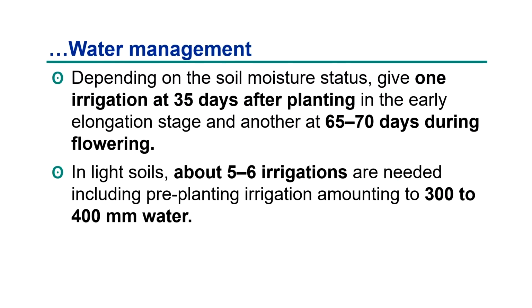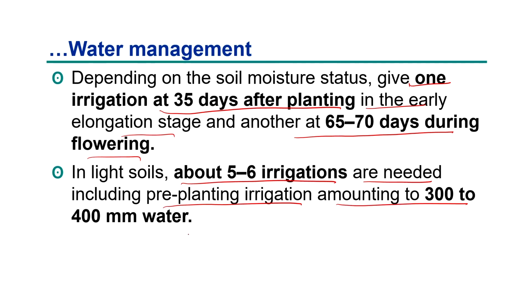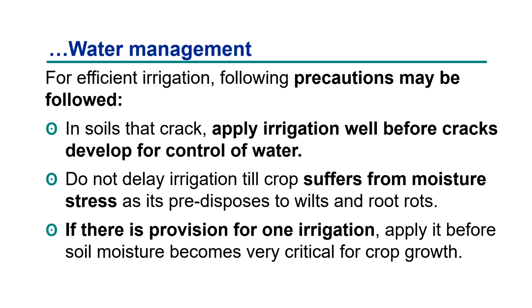Depending on the soil moisture status, give one irrigation at 35 days after planting in the early elongation stage, and another irrigation, means second irrigation, should be given at 65 to 70 days during the flowering period. In light soils, about 5 to 6 irrigations are needed, including pre-planting irrigation amounting to 300 to 400 millimeter water. For efficient irrigation, following precautions may be followed. So this way we can increase the water productivity or water use efficiency.